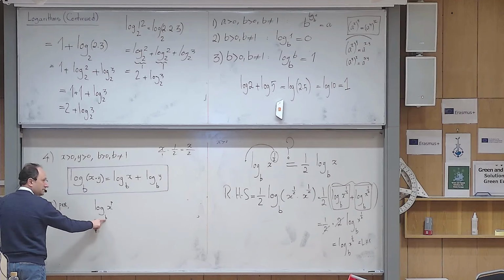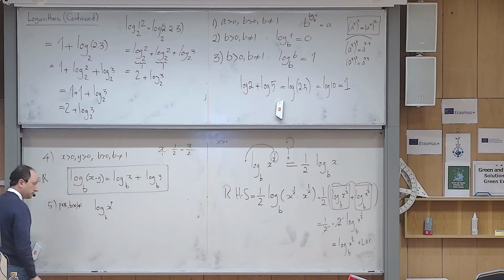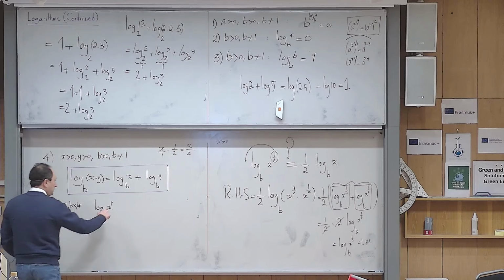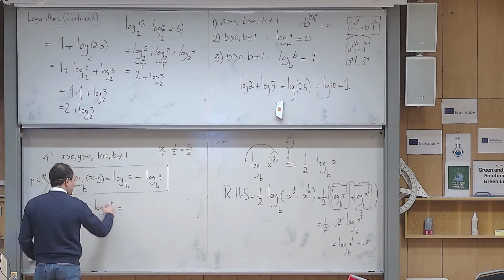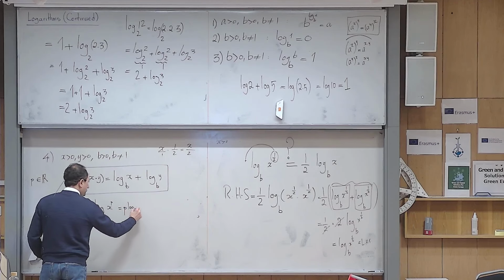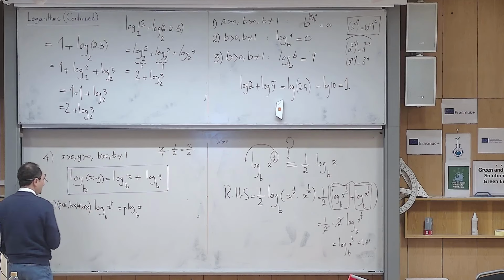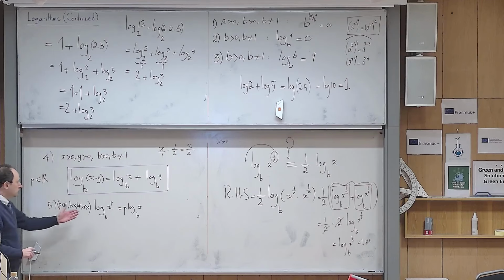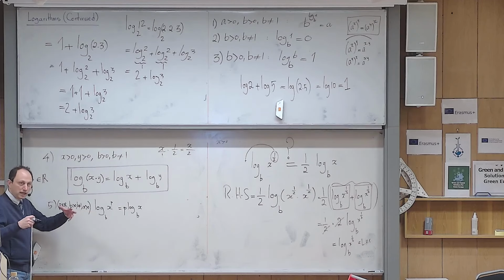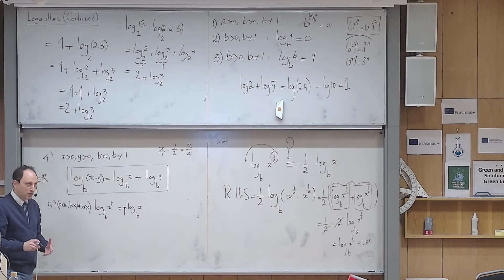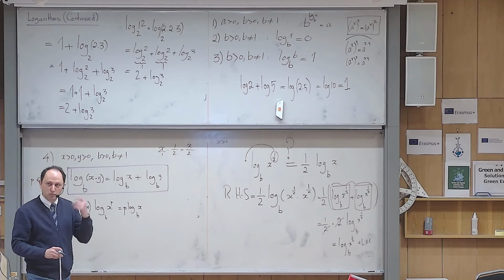B appears in the base, so it should satisfy the condition that b should be positive and should not be equal to 1. And what? Because I want to move p to the other side, and x appears in front of a log, x should also be positive. I want you to pay attention to these conditions. Every formula is valid in its domain of applicability. When I have a formula, I cannot say the formula is always correct.